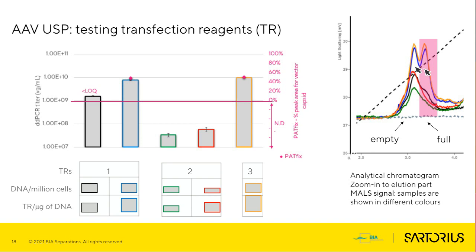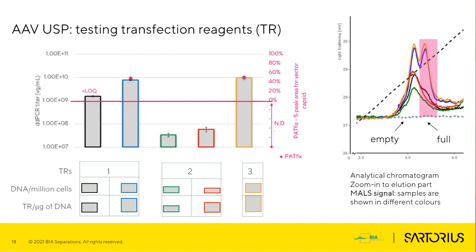The gray columns are ddPCR results for the different conditions tested. We tested transfection reagents 1, 2, and 3. The conditions for the third one were previously optimized. This is why we have only one condition.